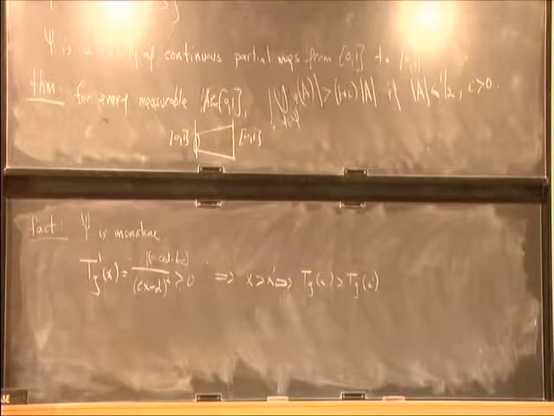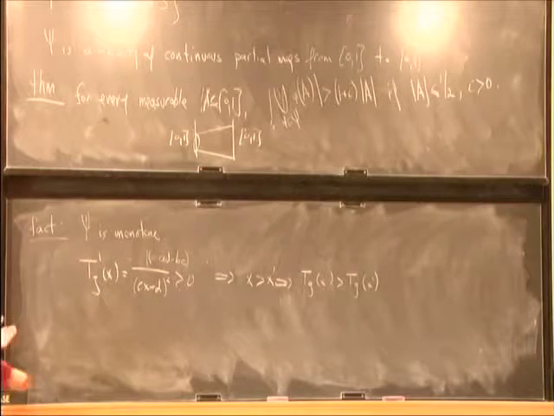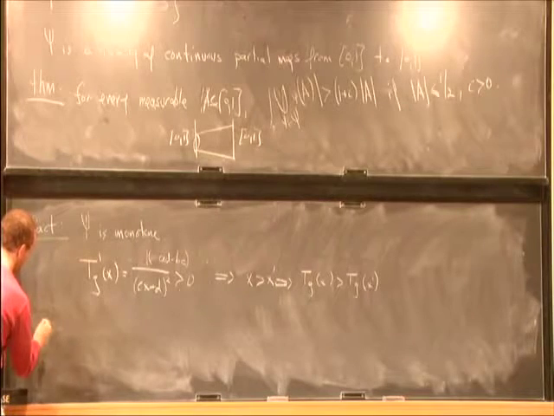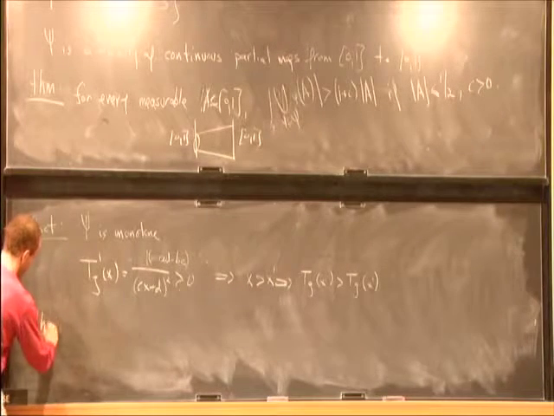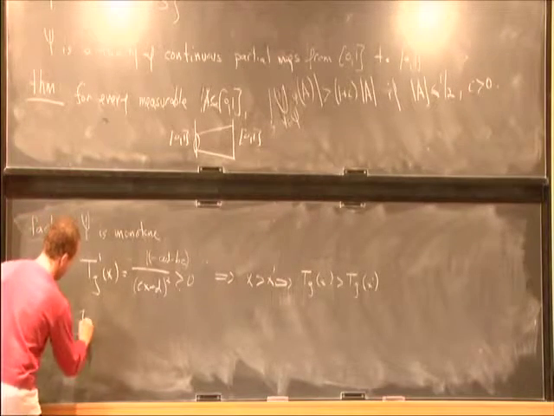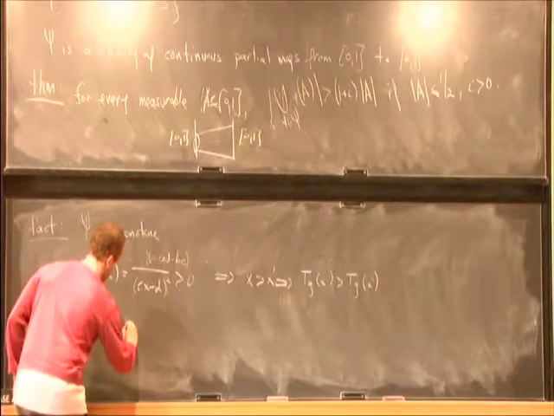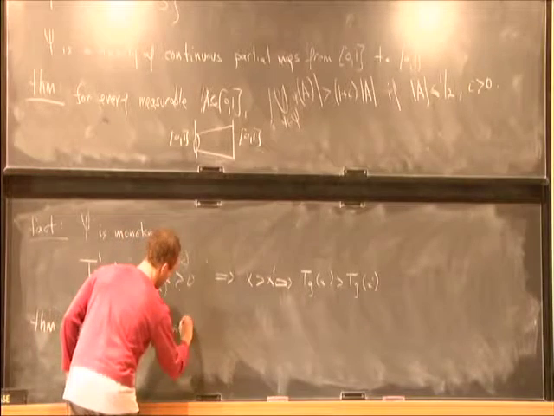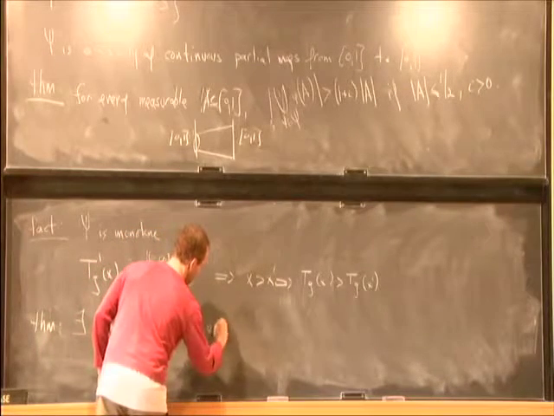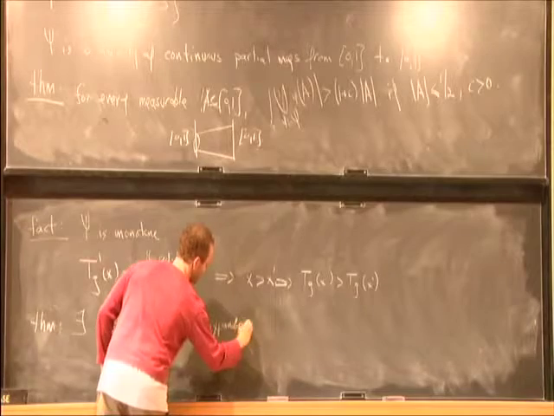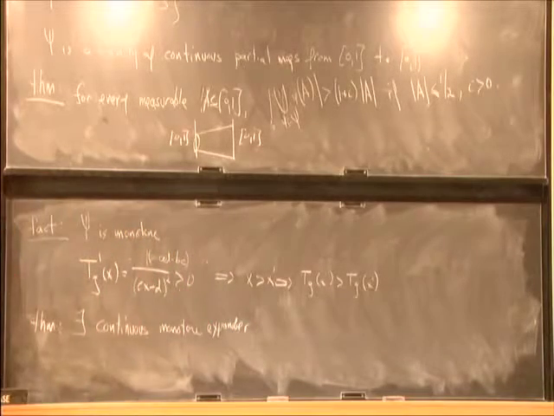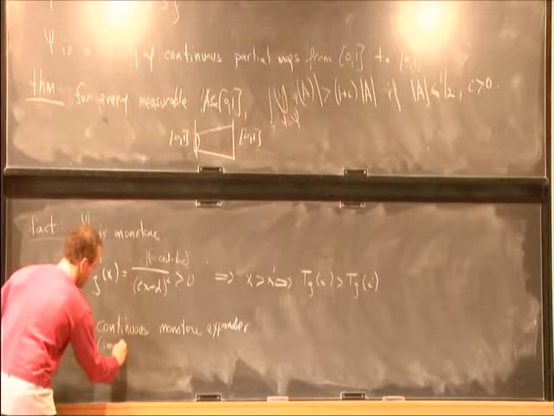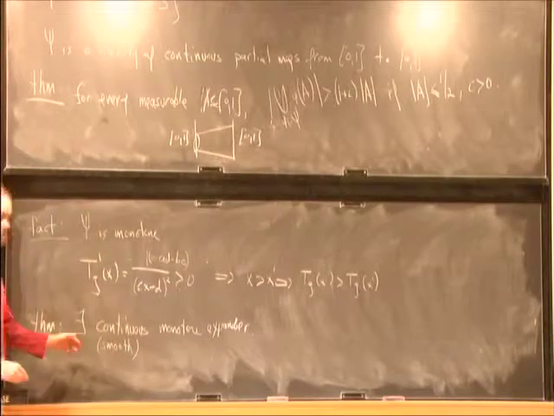Okay, so we have a continuous monotone expander at this point. So there exists a continuous monotone expander. And in fact, it's not only continuous, it's also smooth, or you can take derivatives sort of as many times as you wish.